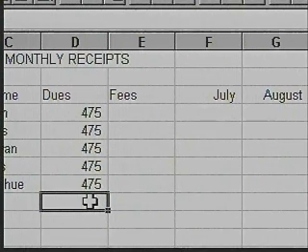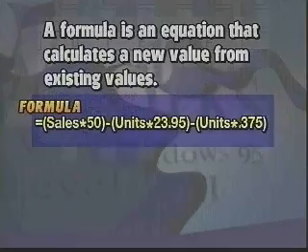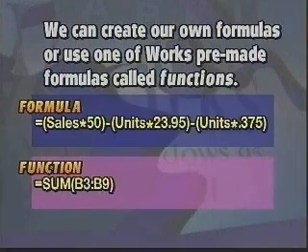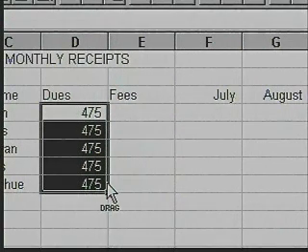Let's have Works automatically add the total payments received for the month of July. And to do that, we need to enter a spreadsheet formula. A formula is an equation that calculates a new value from existing values. We can create our own formulas or use one of Works' pre-made formulas called functions. Suzanne, highlight the cell directly beneath the last account in the dues column.